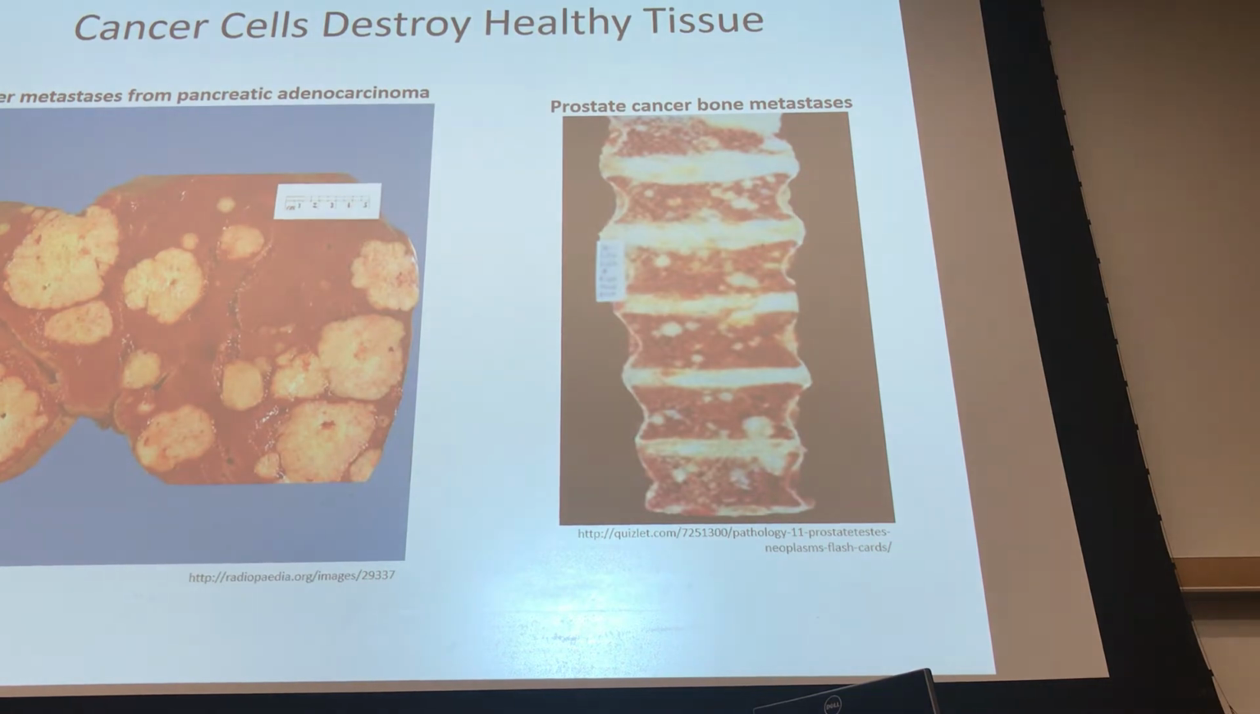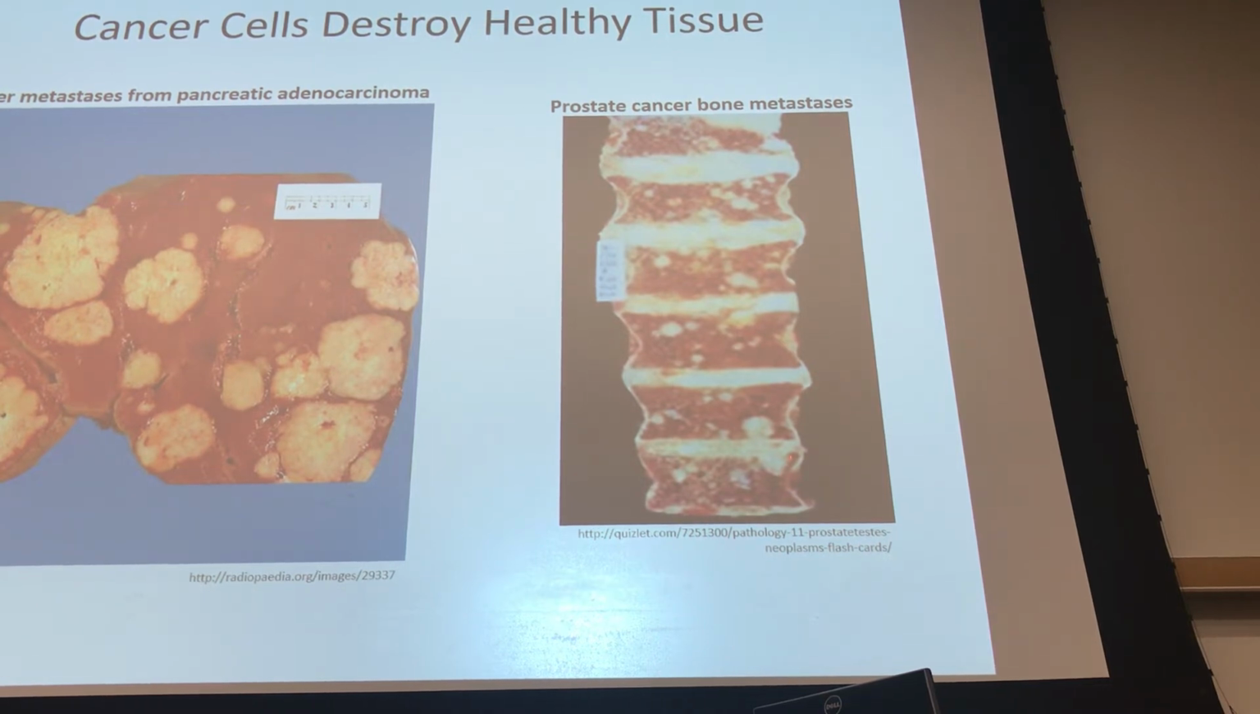Okay, here's another image looking at gross pathology. You can see this is liver metastasis. This is from pancreatic cells. Here you can see that the tumors are taking over the liver. So again, just taking over that healthy tissue.